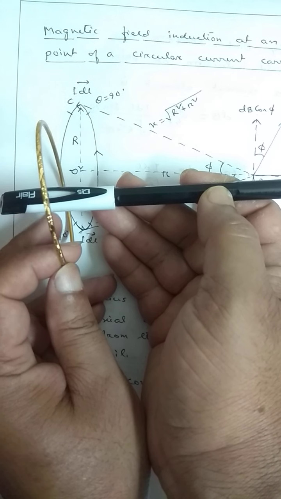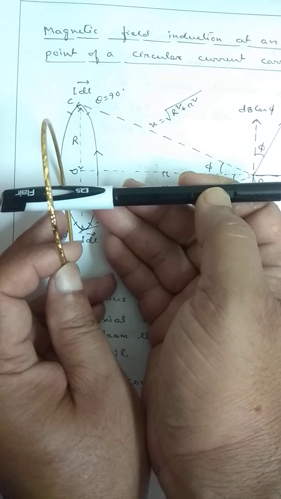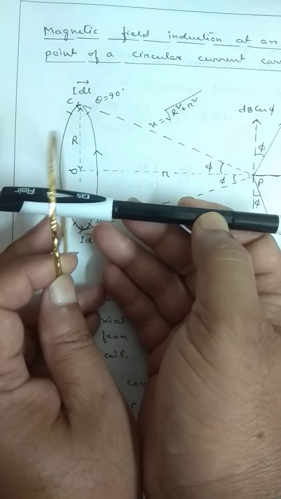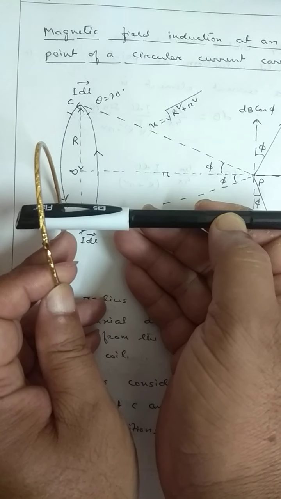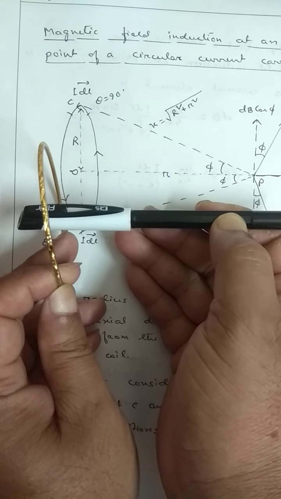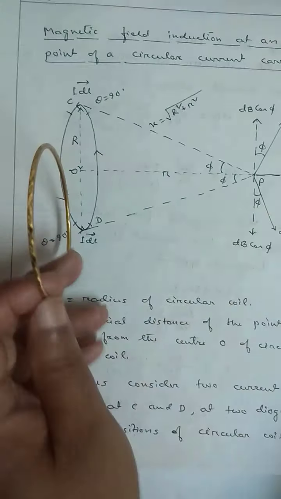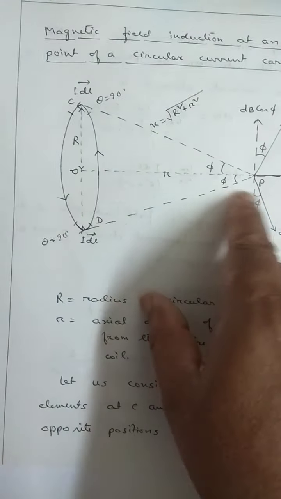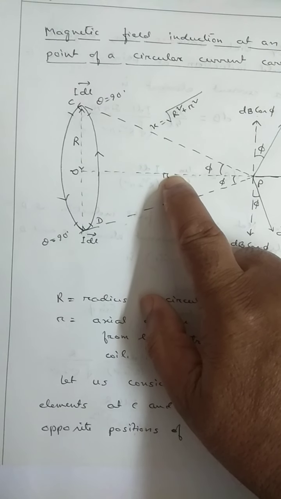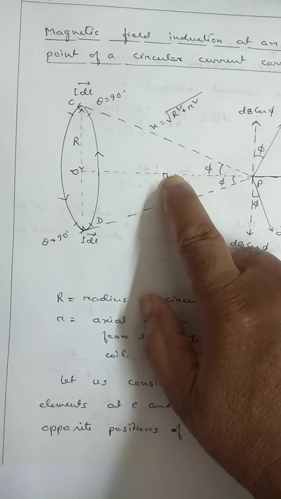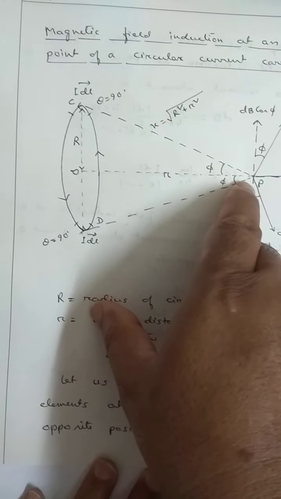This point is at a distance small r. What is small r in my expression? Small r is the distance of the point where we want to find the magnetic field induction from the center of the circle. So this is the center of the circle, and this is the experimental point. In your NCERT books, this distance is represented by small x, but here I have written this distance as small r.